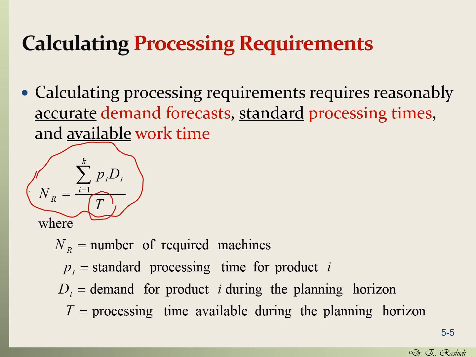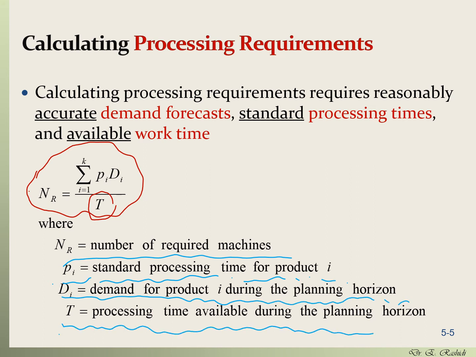So when you divide this total summation of processing time by your time horizon, this is going to give you an estimation of the number of required machines or equipment that you have to purchase here. So again, N sub R is the number of required machines, P sub I is the standard processing time for product I, D sub I is the demand for product I during the planning horizon, and T is the processing time available during your time horizon. It would make more sense if we do an example.